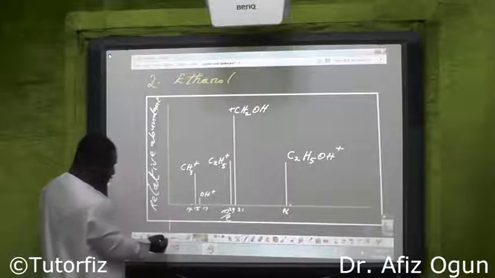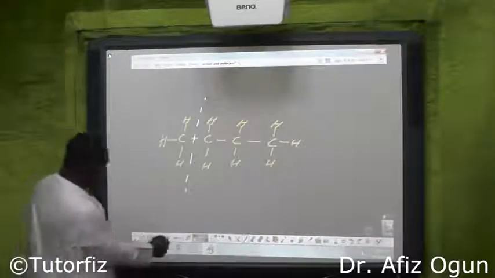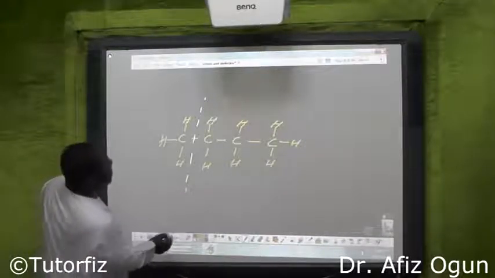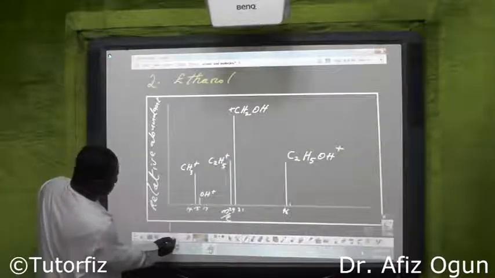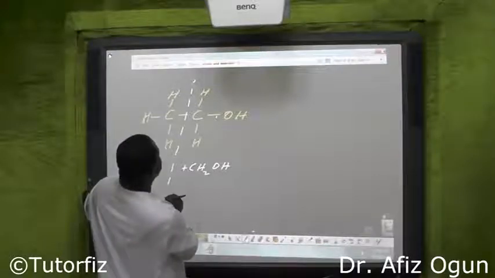And these are the possible peaks. I think we made an error with the 14. Let's see if we made an error with the 14. Okay, yeah.